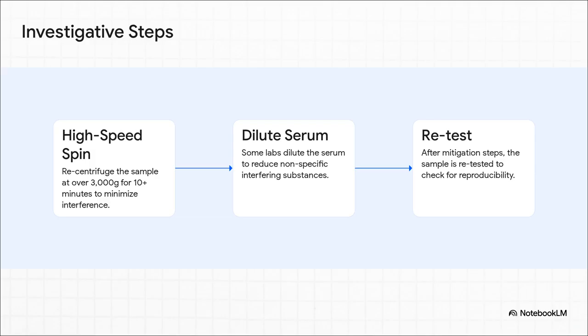If the answer is yes, they take that original sample and they spin it down again in a centrifuge. And I mean, really spin it at crazy high speeds, like over 3,000 Gs. The idea is to literally force any of those sneaky gel particles to the very bottom. Sometimes they'll also dilute the serum a bit just to water down anything that might be interfering. Then, once the suspect is hopefully out of the picture, they run the test again.